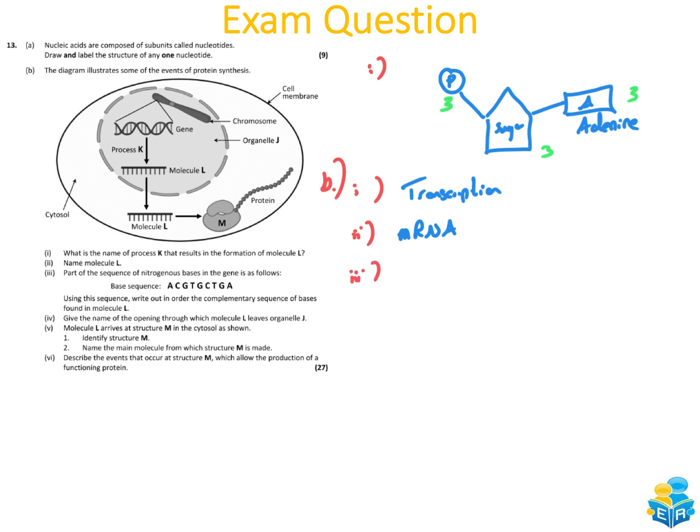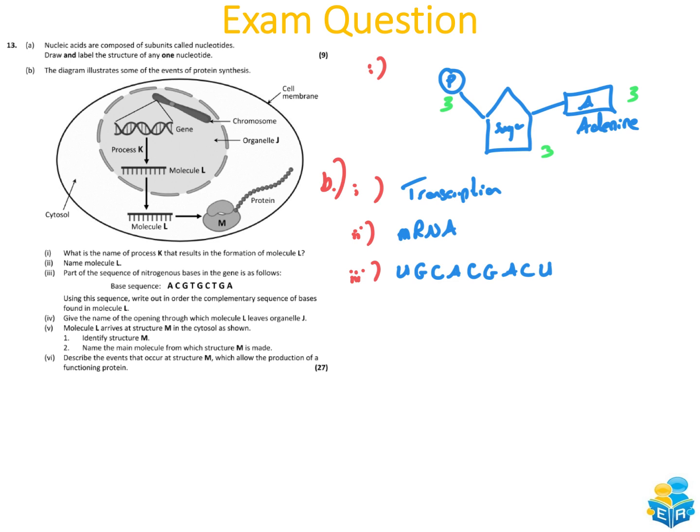Part 3, part of the sequence of nitrogenous bases in the gene is as follows. ACG, TGC, TGA. Using this sequence, write out in order the complementary sequence of bases found in molecule L. So if it was DNA, obviously we would have thymine present here, but it's RNA, so we have to think that we have uracil instead of thymine. So what would be complementary to an A? In DNA it would be T, but here it's going to be a U. C would be complementary to a G, G is complementary to a C, T is complementary to an A, so we would have U, G, C, A, C, U.